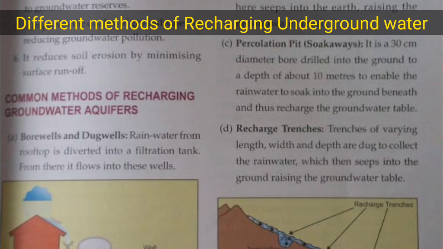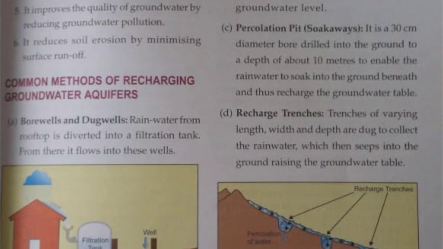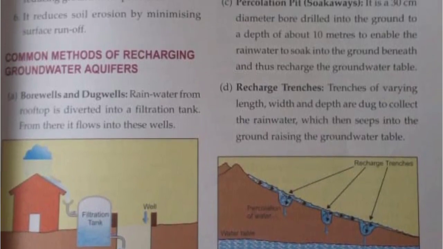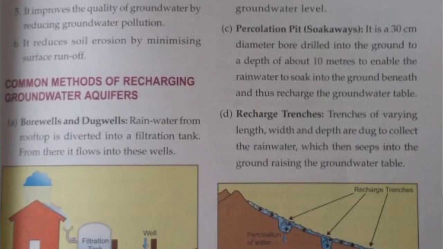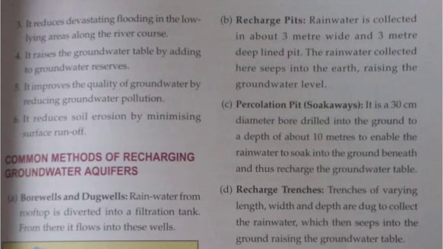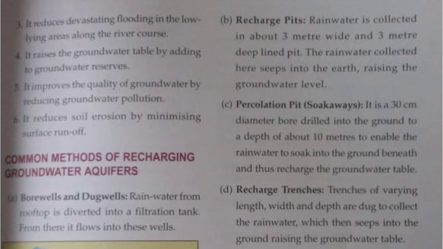So a few common methods of recharging underground water are boreholes and dug holes. Like the boreholes, rainwater from the rooftop can be diverted into a filtration tank, and from that tank into the well, and through that well the water will percolate to the underground water channel or the table. Recharge pits are also there, which are 3 meters wide and 3 meters deep, and different layers of sand and gravel are kept there, so the water can filter and penetrate to the underground water table.